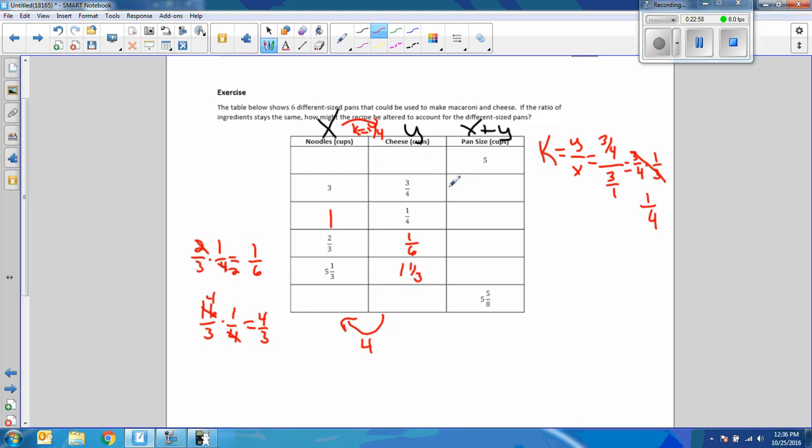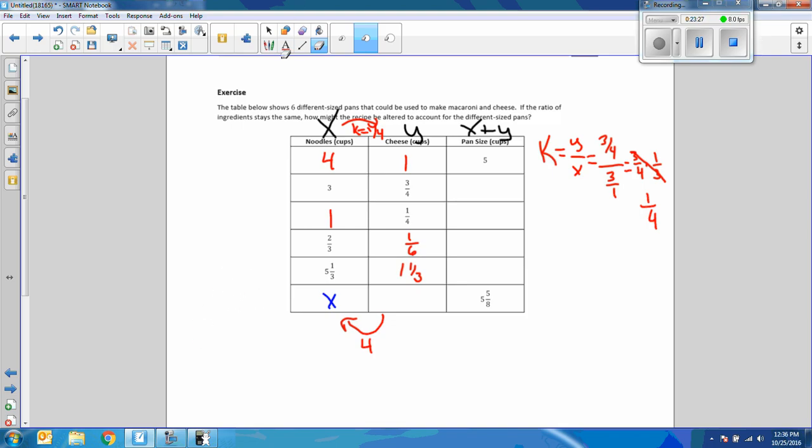Okay? Now the ratio is 1/4, so this one we can kind of do in our head. If we have 4 cups here and 1 here, 4 times 1/4 is 1, and 4 plus 1 is 5. But here's the trickiest part of this problem. Let me try to explain when you don't know X or Y, but you have K. This is X, right? If we don't know it, let's just call it X. And this is Y.